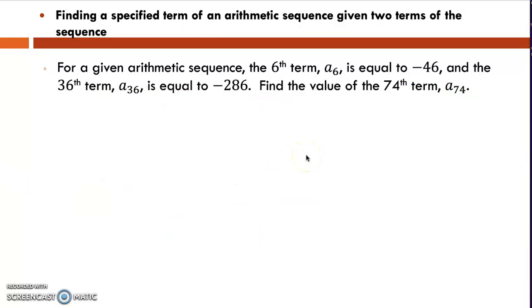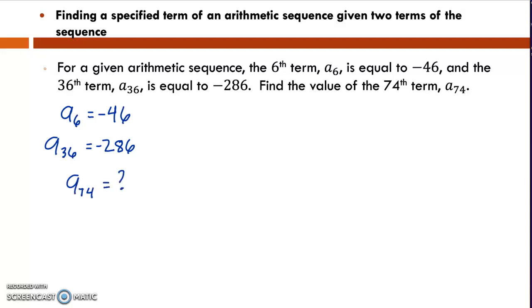Okay, let's do another example. What equation are we going to use if we're not given a sub 1? Well, first let's figure out if we are given a sub 1. For this arithmetic sequence, the sixth term, a sub 6, is equal to negative 46. So that is a sub 6 equals negative 46, and the 36th term is equal to negative 286, so a sub 36 equals negative 286. Now we're told to find the value of the 74th term. So we want to find a sub 74.